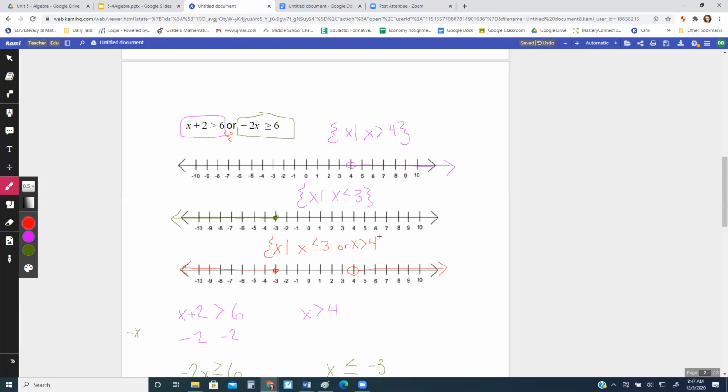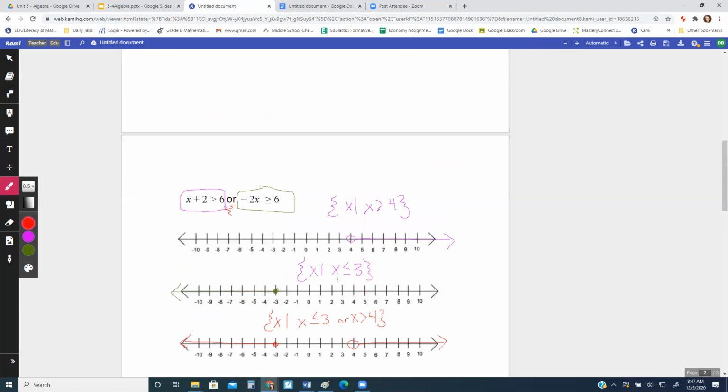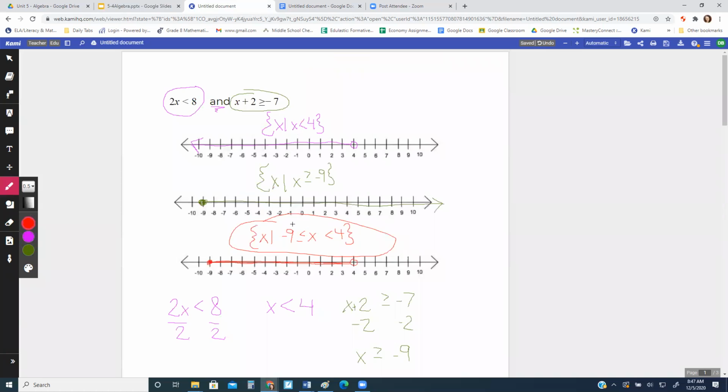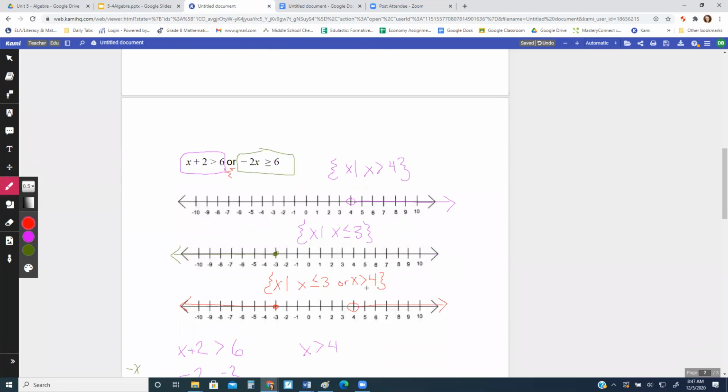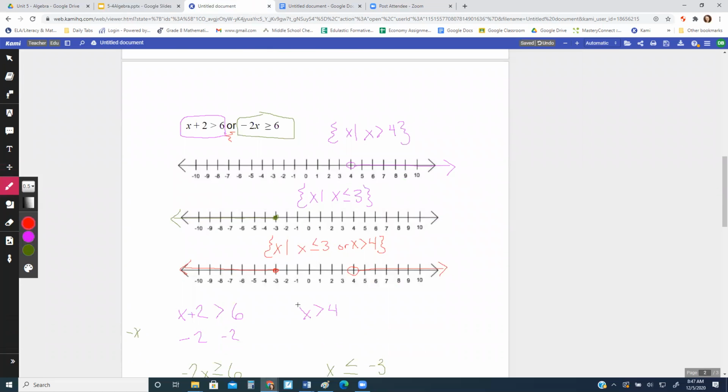With the and, we were able to combine it into one statement. x is greater than or equal to -9, and x is less than 4. With the or, we have to use the word or in there still.